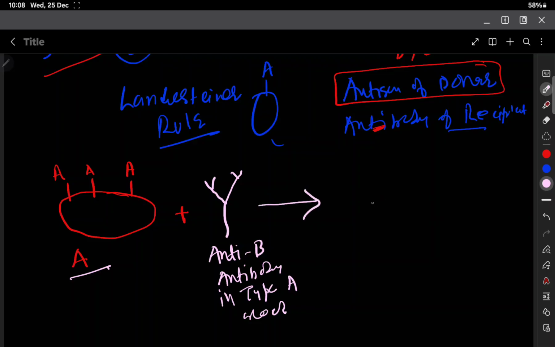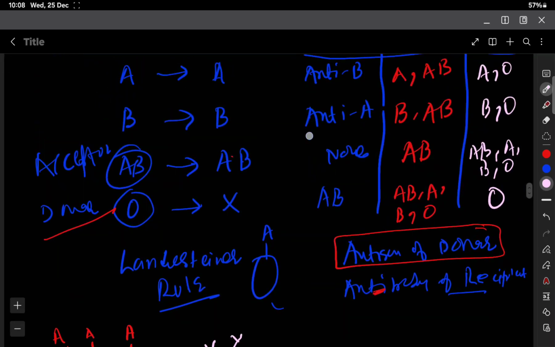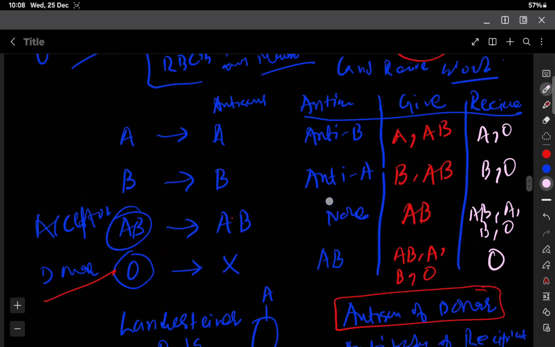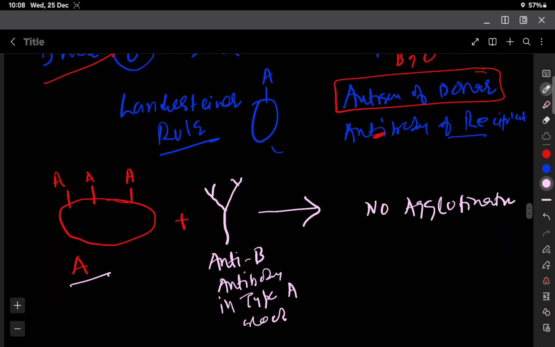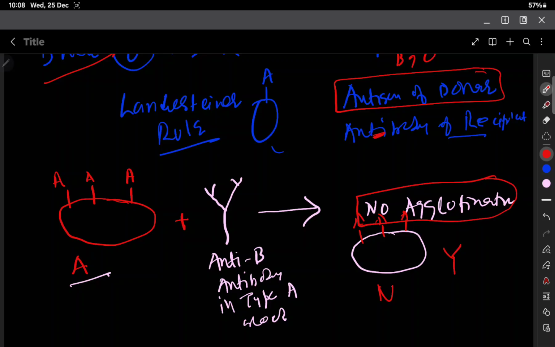There will be no agglutination. Why will they not agglutinate? Because this is not the corresponding antibody of A. This is a different antibody. So there won't be any type of agglutination. That's why A can donate blood to A and AB. So this is the RBC with antigen A, and here there is the antibody, so there is no agglutination reaction.